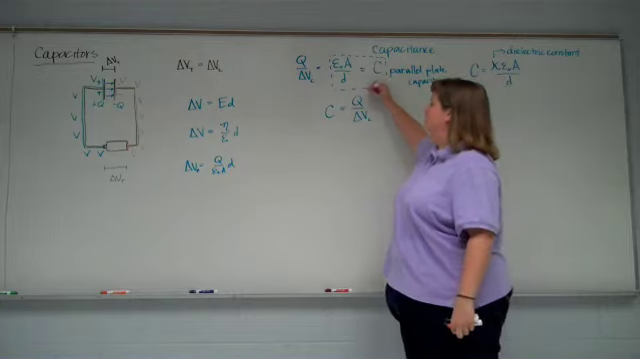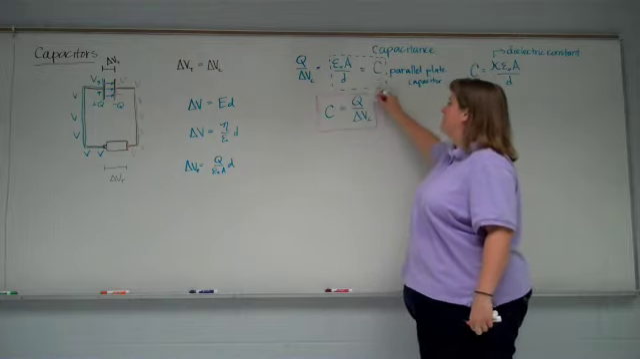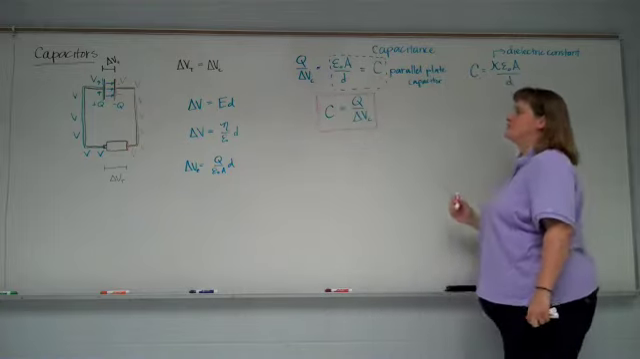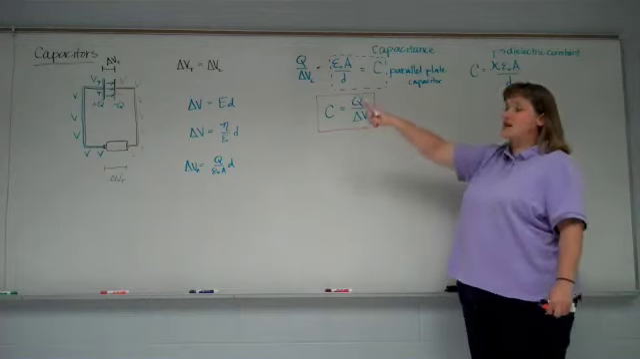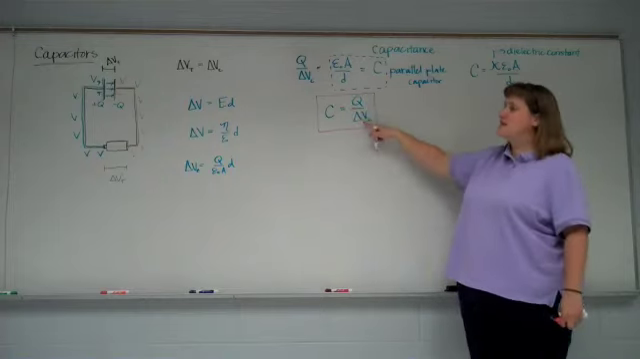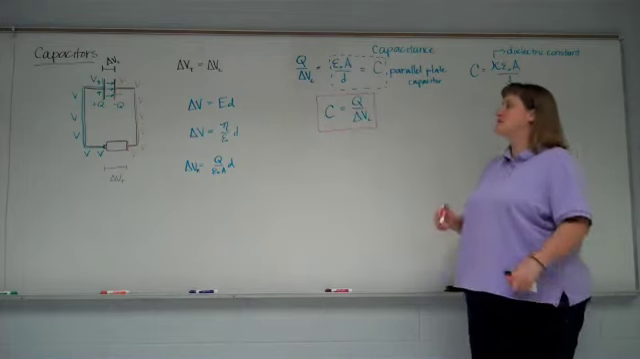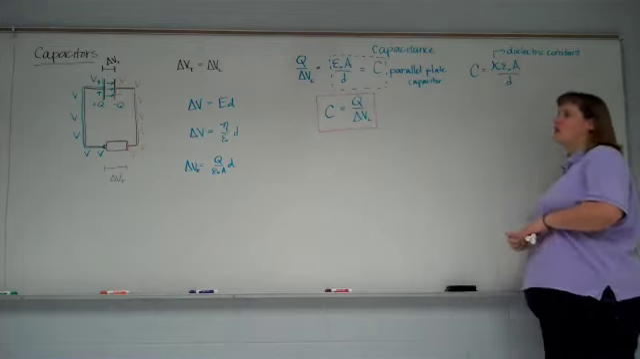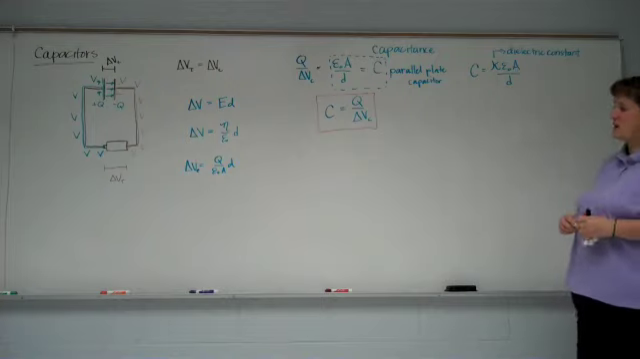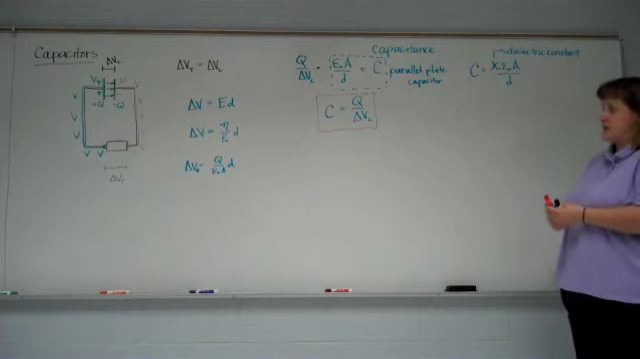Okay, this equation, fabulous relationship. Q is the amount of charge on either plate. Delta V is the potential difference across the capacitor. C is the capacitance of the capacitor. I'm going to use that equation quite often, actually. It's a simple equation, so it's nice.